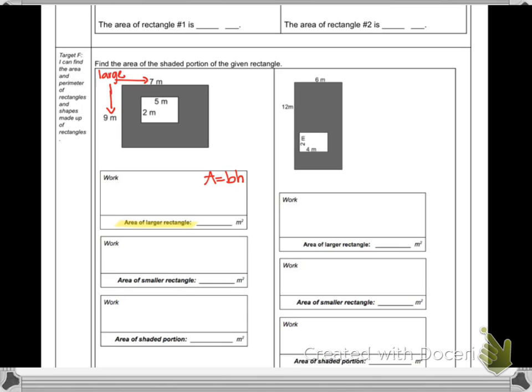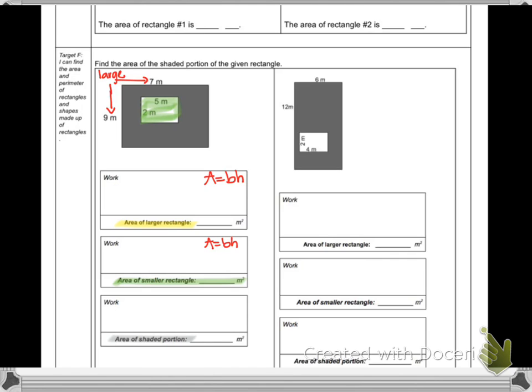The second piece is asking for the smaller rectangle. The smaller rectangle is the small piece on the inside. Again, to find its area, you are going to do base multiplied by height. And finally, it is asking for the area of the shaded portion, or the gray area. What's happening is you are cutting out the middle.